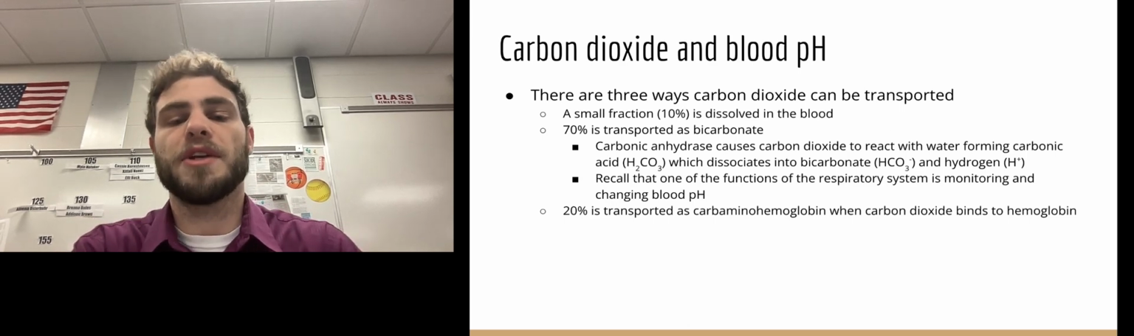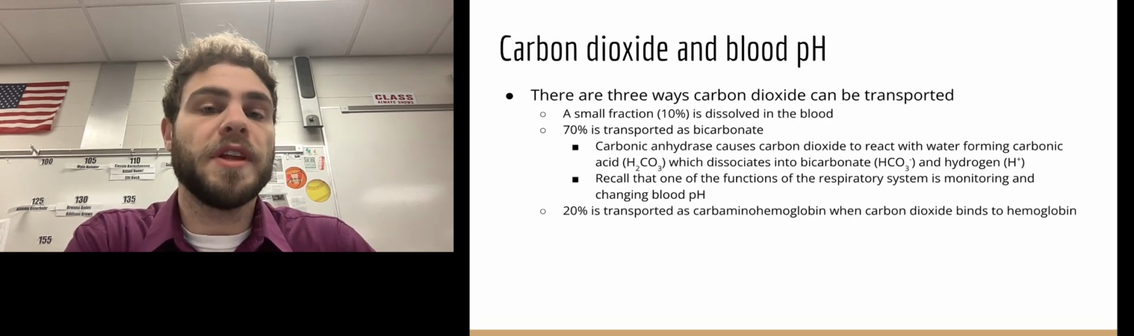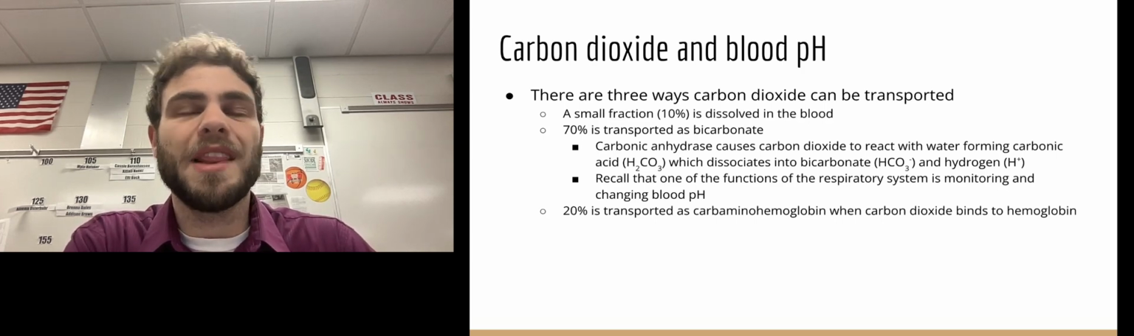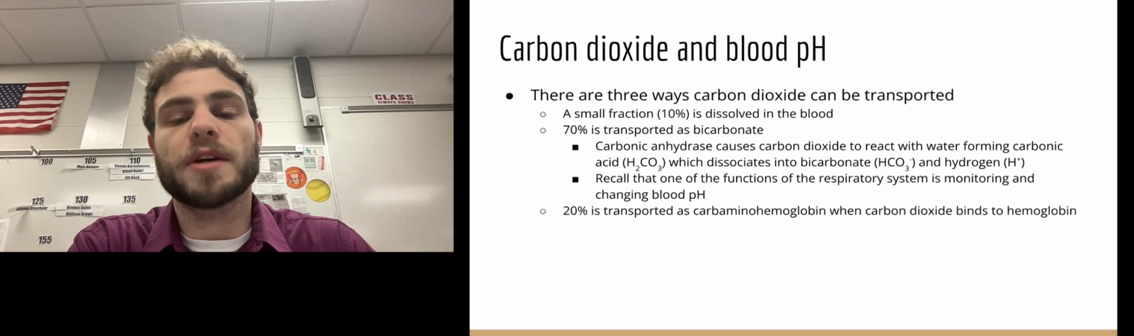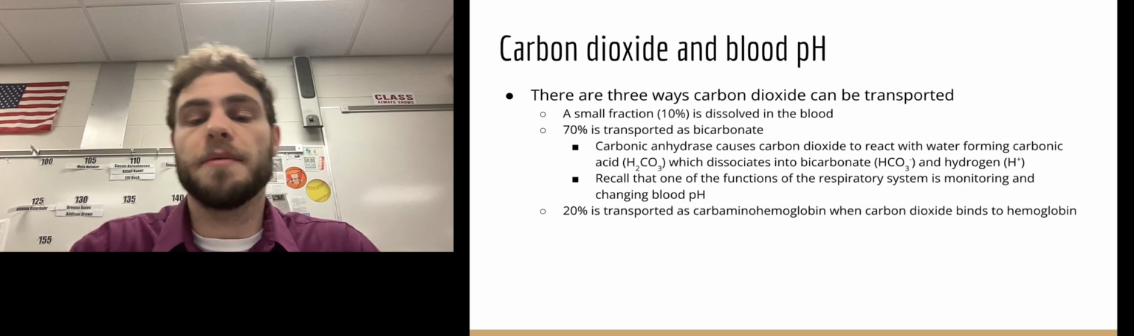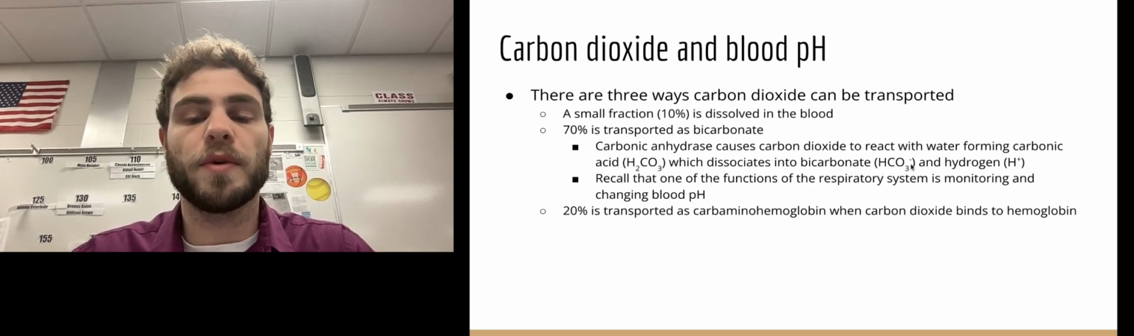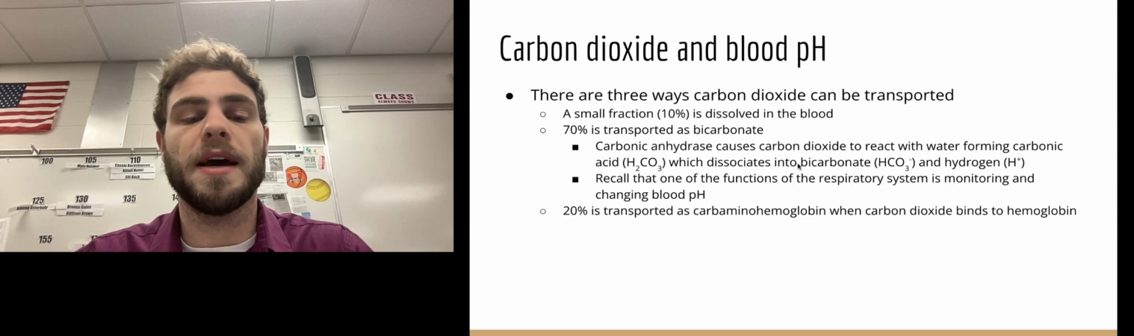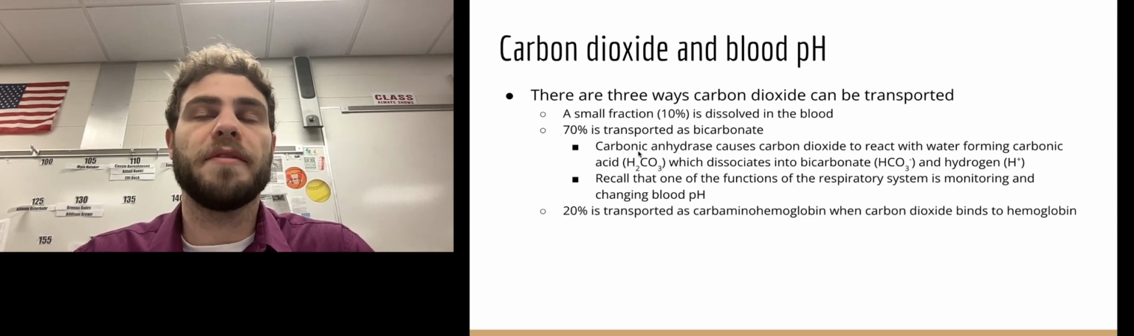And then the last slide here on carbon dioxide and blood pH. Carbon dioxide gets moved in the blood in 3 different ways. A little bit is going to be dissolved as actual carbon dioxide in the blood. Most of it, however, is going to be transported as bicarbonate. So you can see bicarbonate here, HCO3 minus. So it's an anion here.